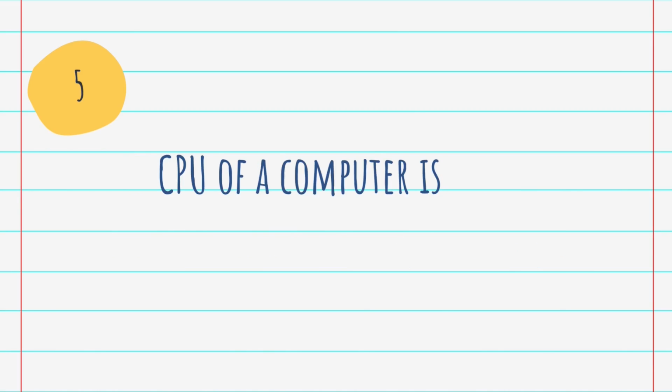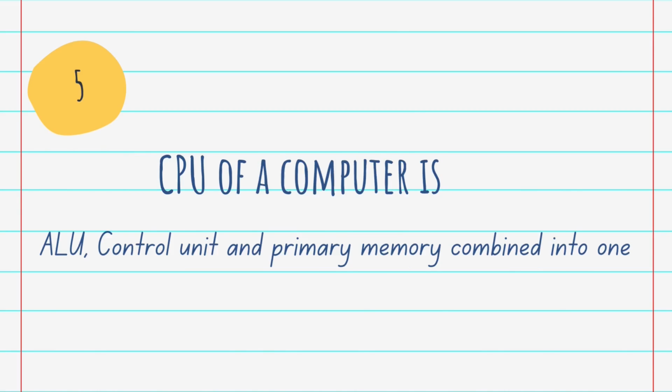Question number 5. CPU of a computer is. Answer is ALU, control unit, and primary memory combined into one. CPU is the main control center and processing unit. ALU is responsible for performing the arithmetic operations and making logical decisions. Control unit acts as a supervisor by controlling the operation, and registers are known as the storage location of the CPU that holds processing information, called register memory, during the time of process for a temporary period.